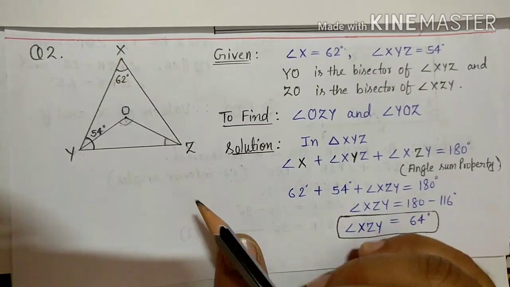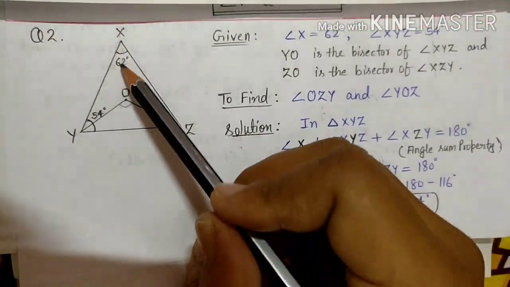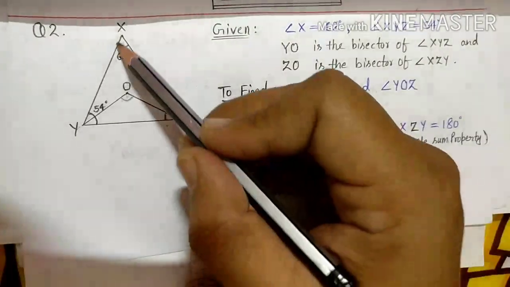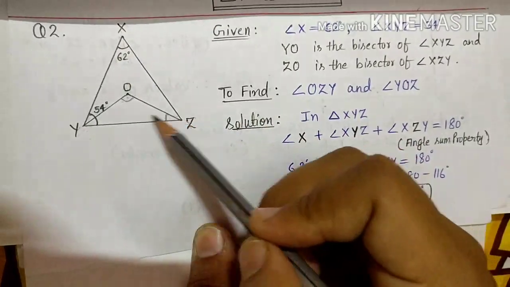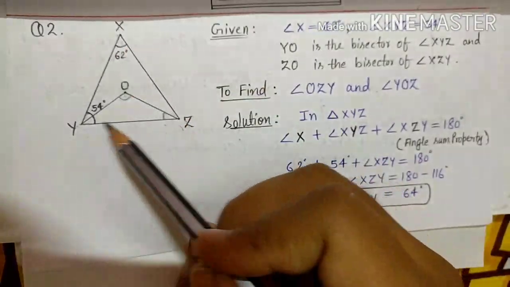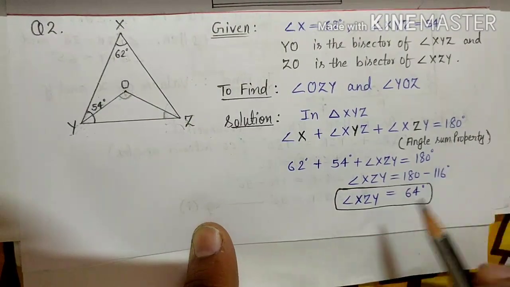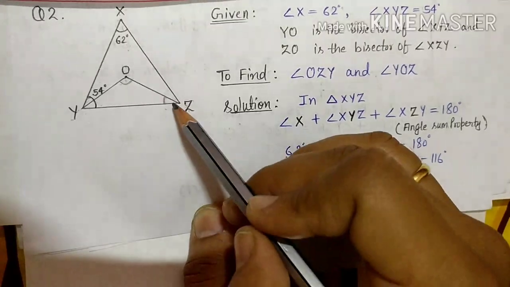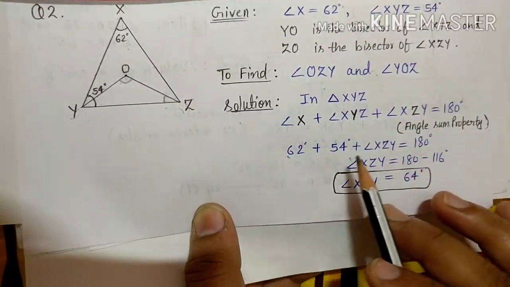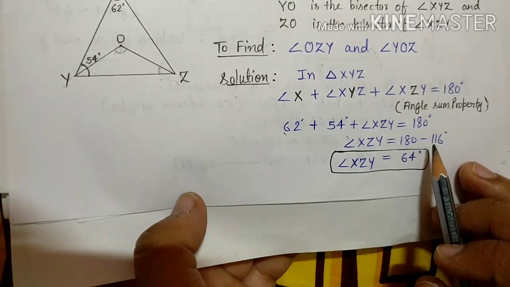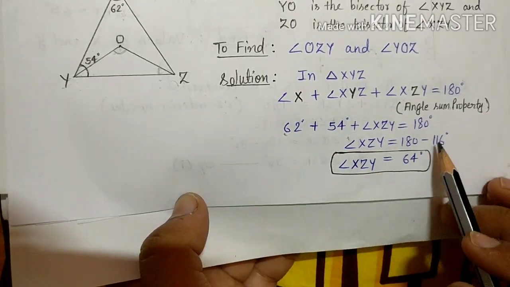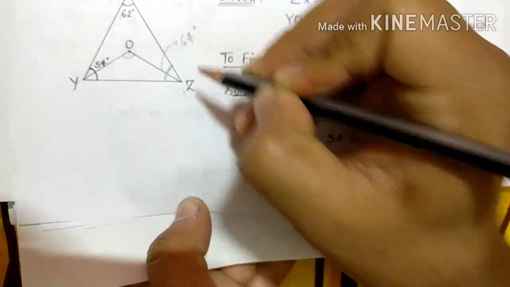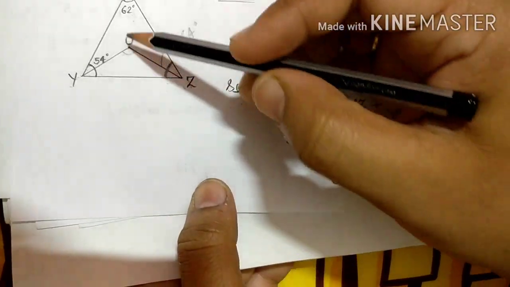So in the figure we can see that XYZ is a triangle. So in this, angle X plus angle Y plus angle Z will be how much? 180. Or we can say angle X plus angle XYZ, full, plus angle XZY, full angle, is 180 degrees, due to the angle sum property. Now this one is given 62, this one is given 54. 62 plus 54 plus this angle, which is not given, is 180. 54 plus 62 is 116. So we subtract 116 from 180, and we get 64 degrees. It means this full angle is 64 degrees.